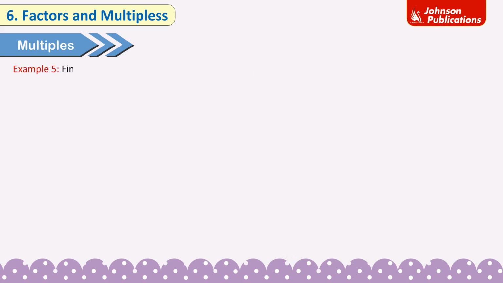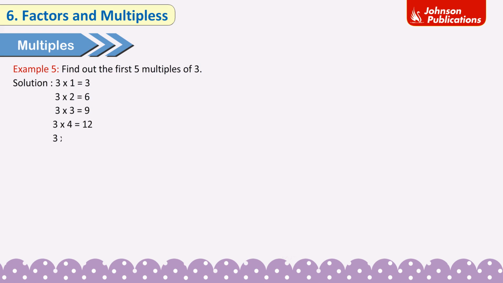Example 5. Find out the first 5 multiples of 3. Solution. 3 multiplied by 1 is equal to 3. 3 multiplied by 2 is equal to 6. 3 multiplied by 3 is equal to 9. 3 multiplied by 4 is equal to 12. 3 multiplied by 5 is equal to 15. Therefore, the first 5 multiples of 3 are 3, 6, 9, 12 and 15.